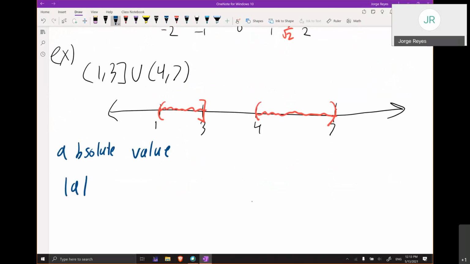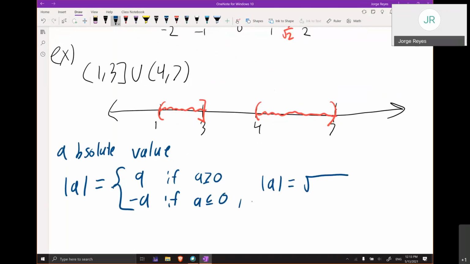So, the absolute value function. Everyone always knows it like this: if you're positive, then nothing happens. But if you're negative, then you get rid of the minus sign. What a lot of people don't know is the absolute value function is also technically the square root of a squared.